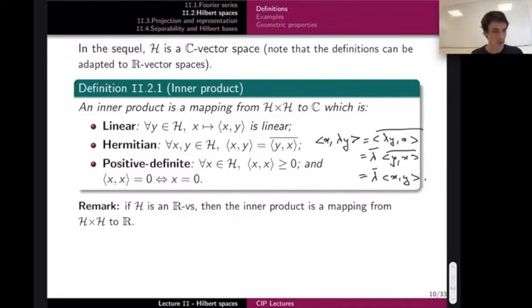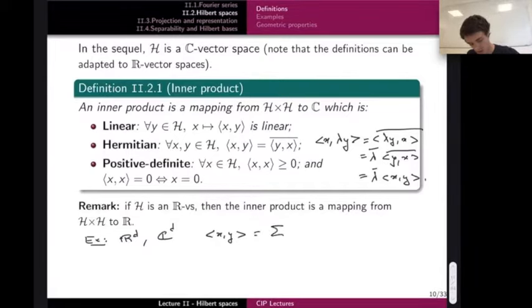So perhaps let me give you a simple example of a scalar product in infinite dimension, because this covers, of course, inner products in finite dimensions as well. So, example: I will give you the usual scalar product. Let's say we are in R^d or in C^d, if you prefer. Well, the usual scalar product is given like that: the product of x and y is equal to the sum of the x_i times y_i bar, for i from 1 to d.